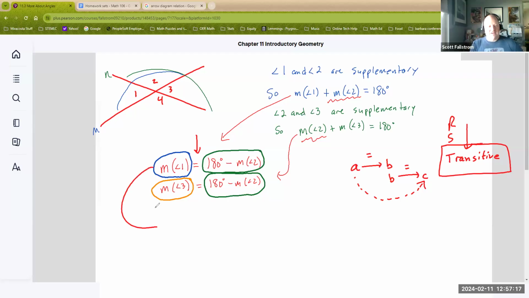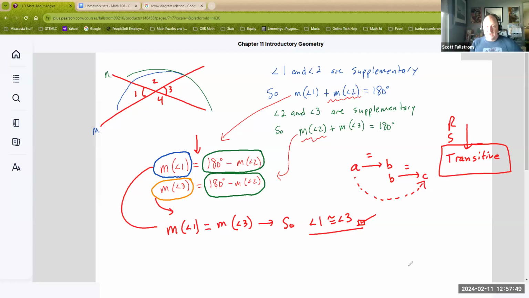So when we come over to the side, guess what that tells us? That tells us that the measure of angle 1 is equal to the measure of angle 3. Okay, but look at the graph. The measurement of angle 1 is equal to the measurement of angle 3. So angle 1 is congruent to angle 3. I'll put a little box, and there we go.